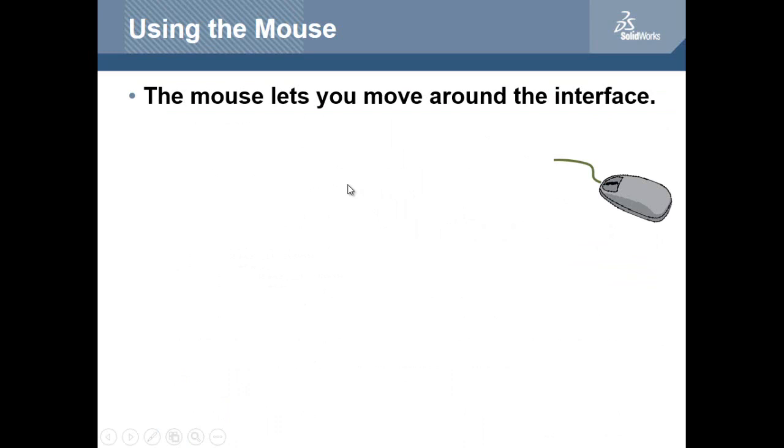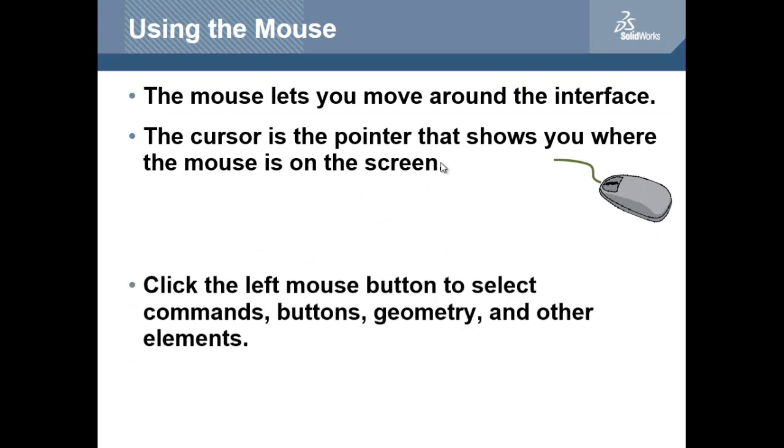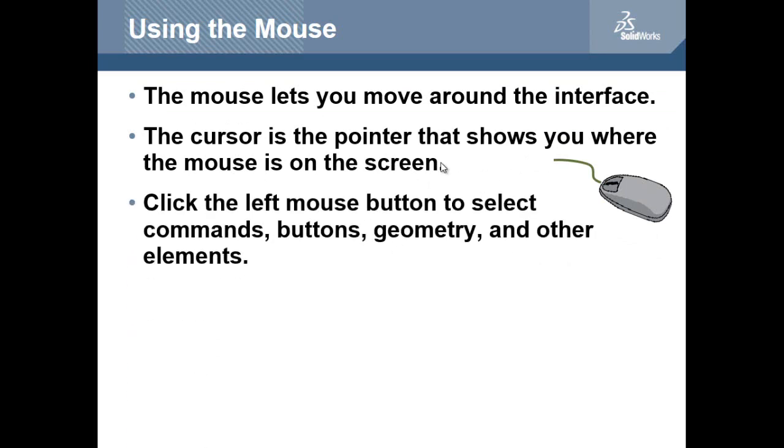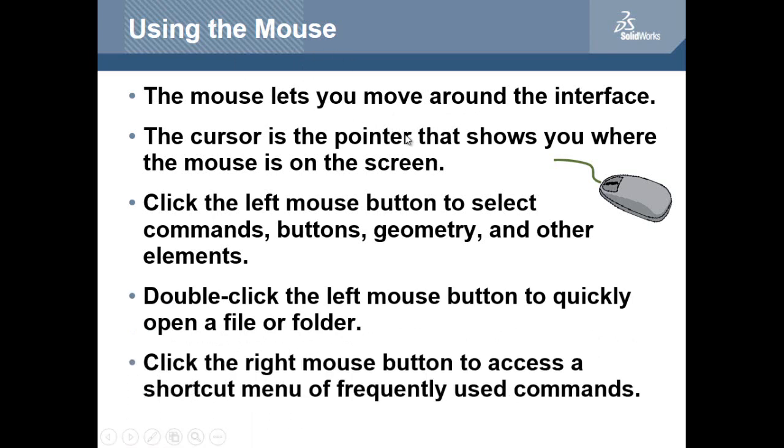Using the mouse. The mouse lets you move around the interface. The cursor is the pointer that shows you where the mouse is on the screen. Click the left mouse button to select commands, buttons, geometry, and other elements. If you have SolidWorks open, you can click the left mouse button right now and observe that information. Double-click the left mouse button to quickly open a file or folder. Click the right mouse button to access a shortcut menu of frequently used commands.